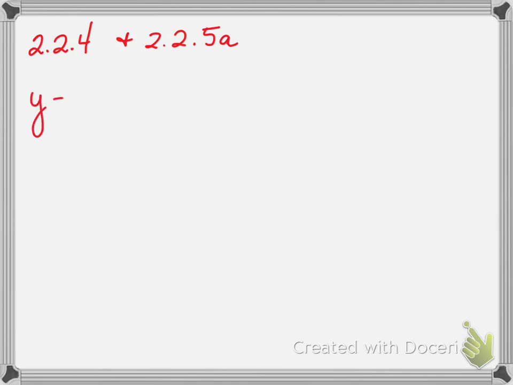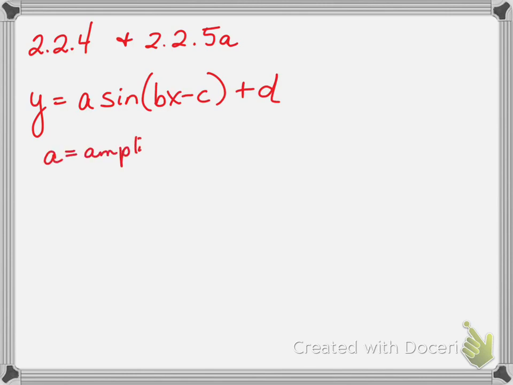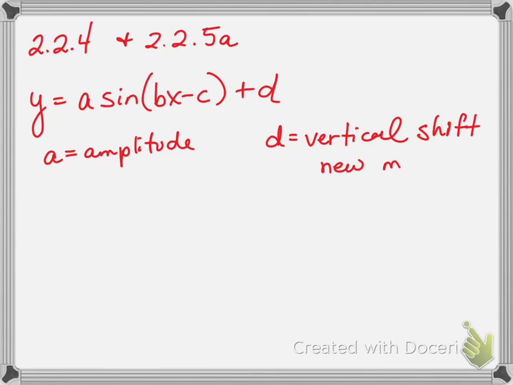So we were talking about y equals a sine of bx minus c plus d. And we were just slowly learning what the things did. We learned that A was the amplitude, which determined how high up and how low the graph went. And we learned that D was the vertical shift. And the vertical shift gave us a new midline. So now we're going to learn about what B does.